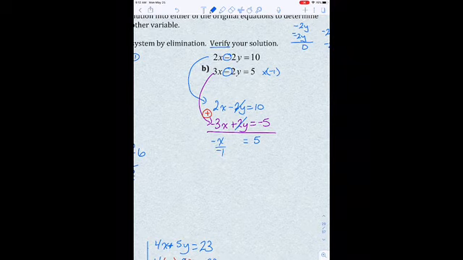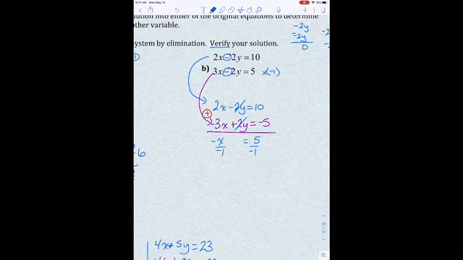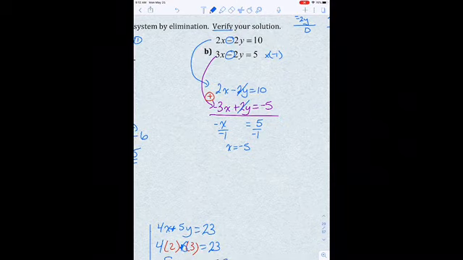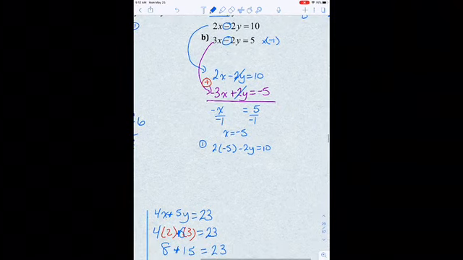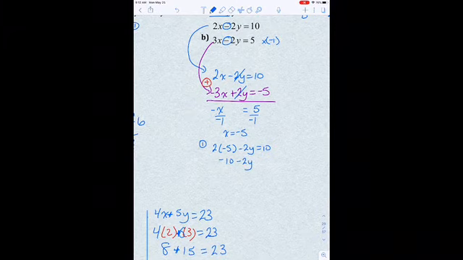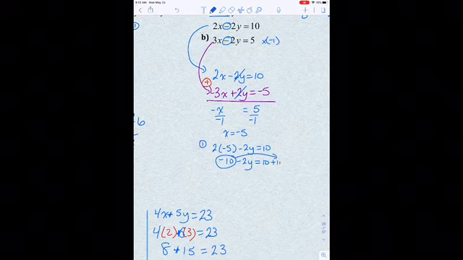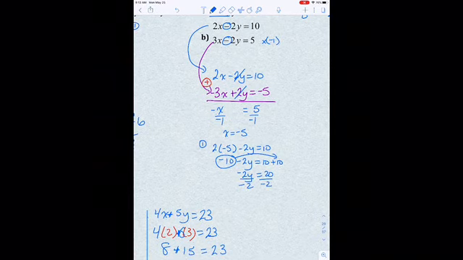And then I'm not wanting -x, I'm wanting to solve for x, so we divide both sides by -1, and we get x is -5. Now I'm going to plug that into one of the equations. I've got to make a choice. I'm going to choose the first one: 2 times -5 minus 2y equals 10. See, I'm going back to my original equation, and I've got a -10 minus 2y. I'm just solving, and when we move this over, we get a +10. -2y is 20. Dividing both sides through, we get y is -10.